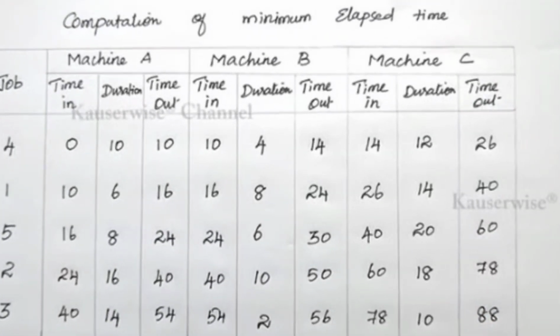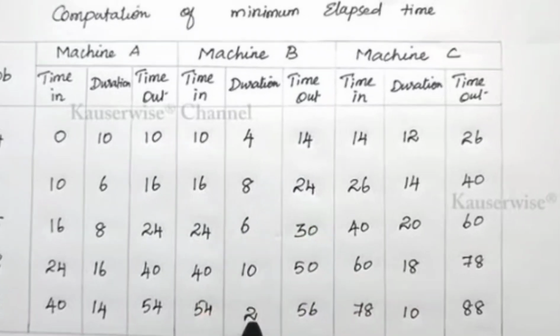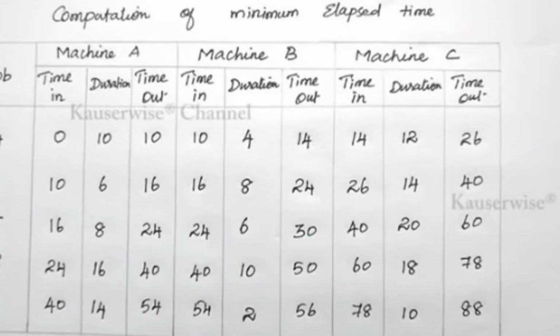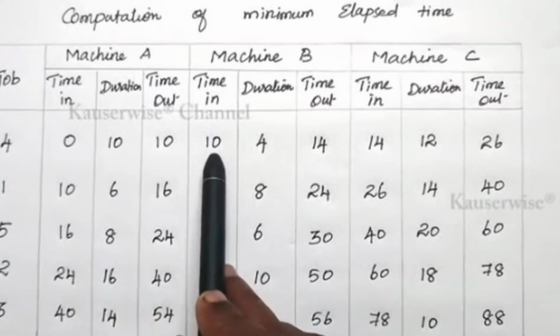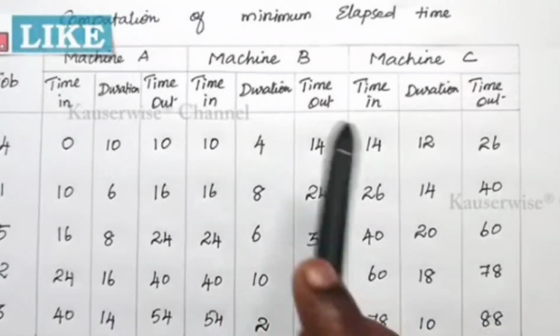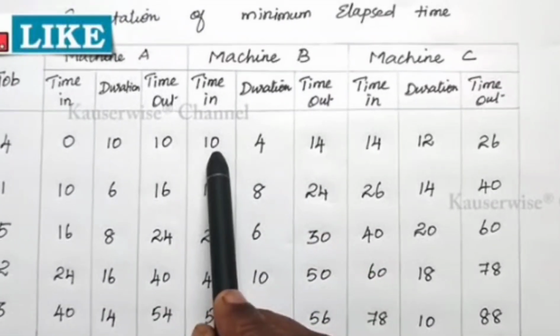In order to find out the idle time for machine B, we have to check in 3 different ways. The first one is the first job in time is 10 minutes. No, the 10 minutes is the waiting time, that is idle time for machine B. Okay, and that is the first way.